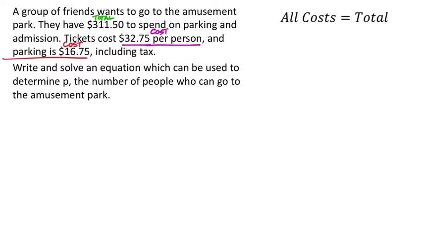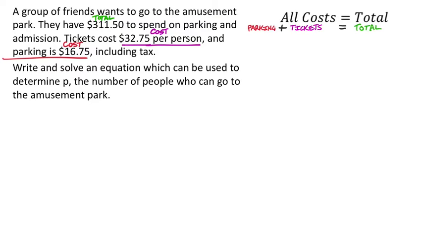So when I write my equation, I know I've got all the costs equals the total. And what are some of the costs that I have? Well, I've got just the parking to start with. And then I have the cost for the tickets for every person that's going. And then, of course, they did give us a total in there, so that's good to know. So this means that if I were to take the parking cost and add it to the tickets cost, I would get the total.